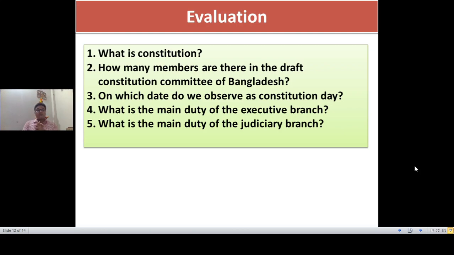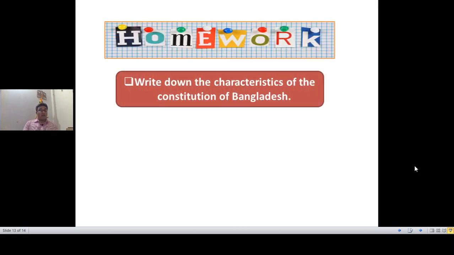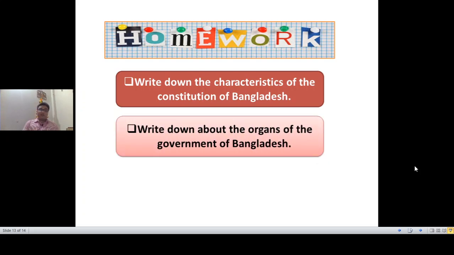So dear students, that's all about the evaluation part. Now I am going to give you some homework. You have to write down the characteristics of the constitution of Bangladesh. Then you have to write down about the organs of the government of Bangladesh. And you have to submit the answers to these two questions to your subject teacher after your school opens.